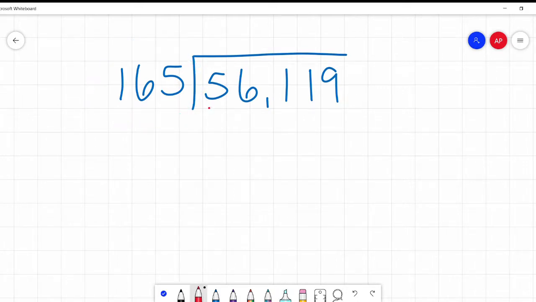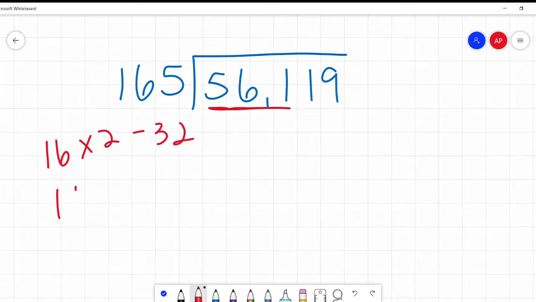165. Does that go into 5? No. Does it go into 56? No. Does it go into 561? Yes. How many times? Well, this one might be a little tricky. We go 165 into 561. Well, if I think of 16 and 56, 16 times 2 is 32. If I add 16 more to that to be 16 times 3, I get 48. So maybe 3. We don't always know.